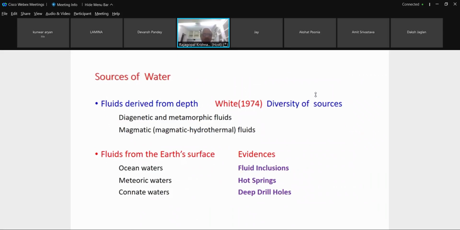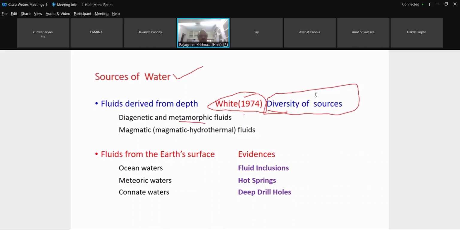Let us first consider the source of water. People previously used to think that most of the water is coming from magma. But White was the scientist who published a paper in Economic Geology. He said that before 1974, people used to think that the water comes from magma, because magma is a storehouse of so many things. But he said that no. The waters can come from a diversity of sources. They can come from different sources.